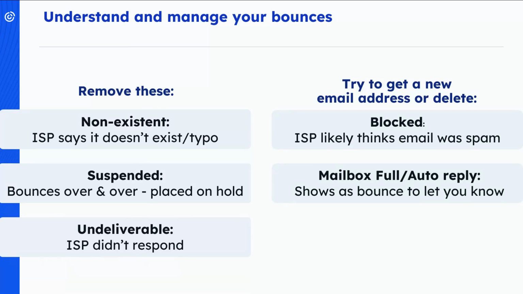However, when an auto reply is on, the email is delivered to the inbox, but it shows as a bounce to let you know. When the other category is triggered, it basically means the message can't be delivered and doesn't fit any of the other categories.